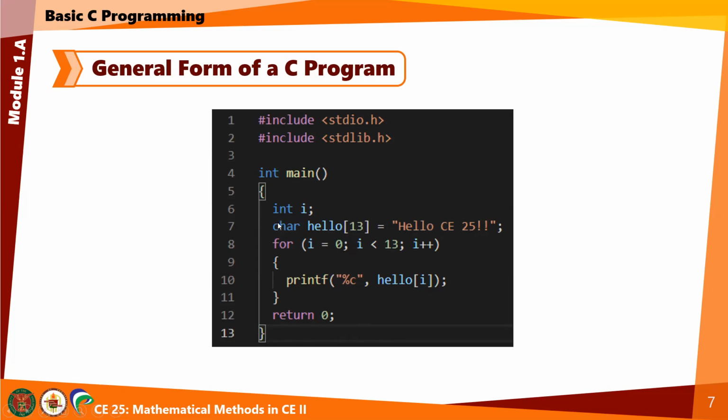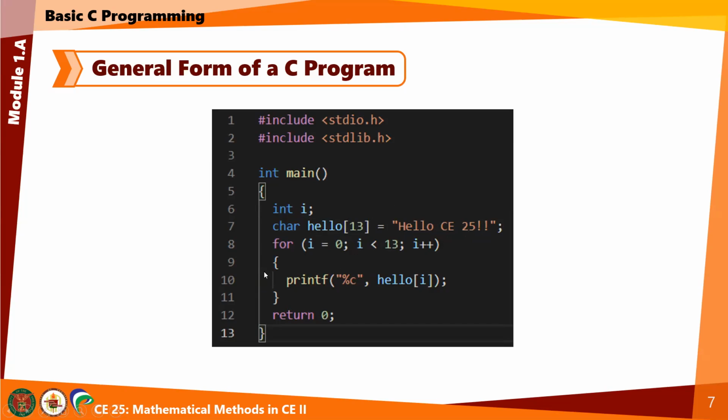This one, char or car. Pero I call it char. Char, character, no? Character siya. Hello. So hello[13]. Ano tong 13 na ito? Hello tapos bracket 13. Ibig sabihin niyan, it contains 13 characters. So 1, 2, 3, 4, 5, 6, 7, 8, 9, 10, 11, 12, 13. Okay? So hello CE25 has 13 characters. And you name it as hello.